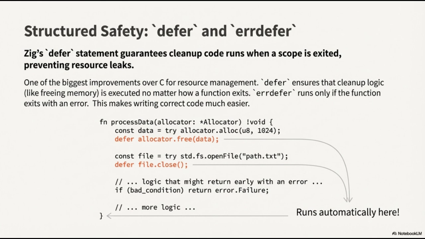In addition to defer, Zig offers errdefer, which executes cleanup code only if the function exits with an error. This distinction makes writing robust and correct code much simpler, as it allows developers to handle resource management locally and predictably within any given scope.